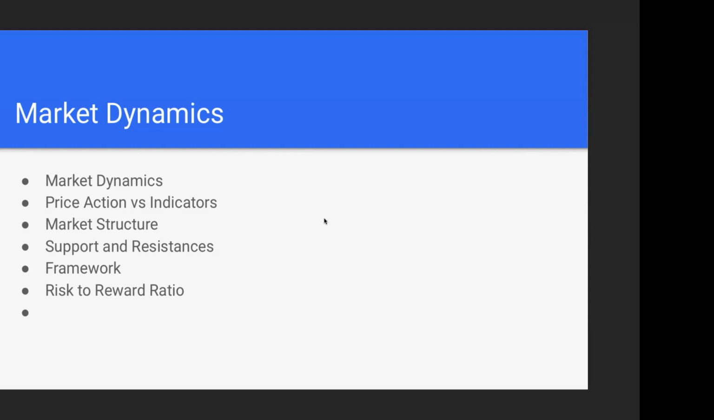Any person who is looking to trade should have a framework. When I say framework, it means what setups they look for, and if they find a setup, how they get into the trade, how they execute the trade, and how they exit out of the trade. All these things should be part of the framework. And finally, but not least, is the risk to reward ratio. How do you take care of it? And we'll also talk about some examples after that.